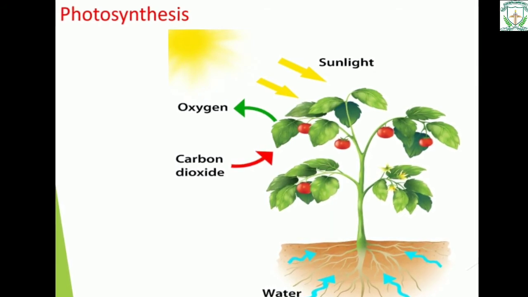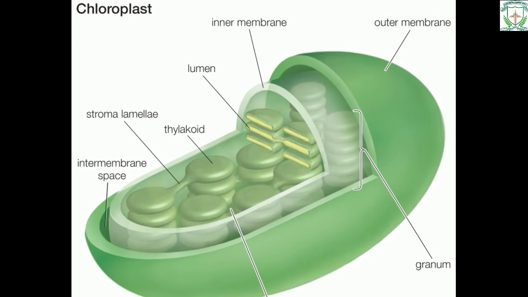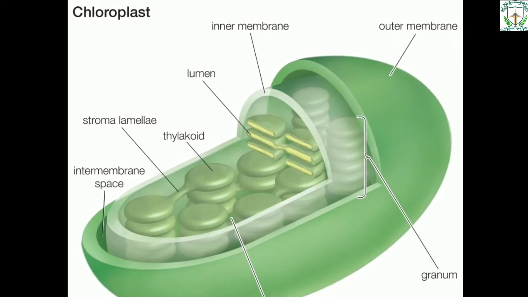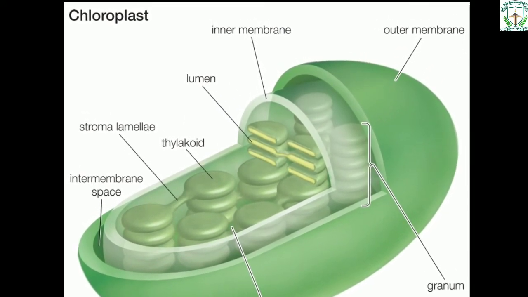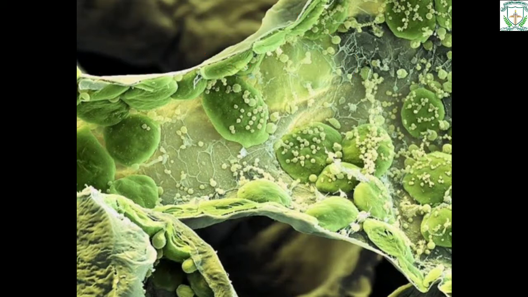Children, where will photosynthesis take place? Photosynthesis will take place inside the chloroplast. The chloroplast is the kitchen of the plant cell. And this chloroplast will be present in the leaf. Children, which pigment gives green color to the plants? It is chlorophyll. The chloroplast contains chlorophyll, which is a green pigment.